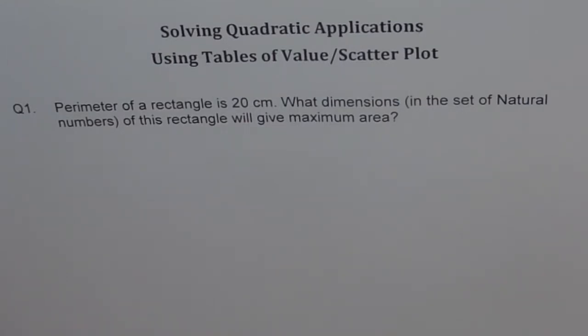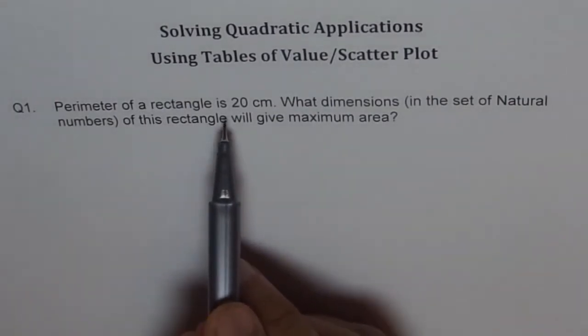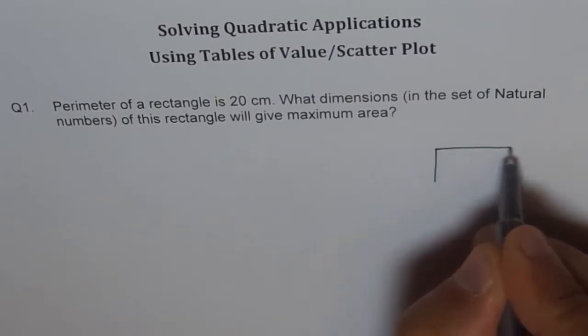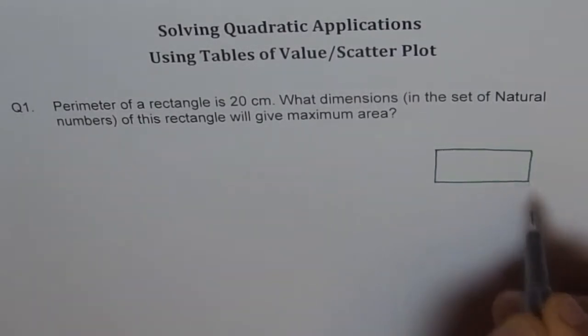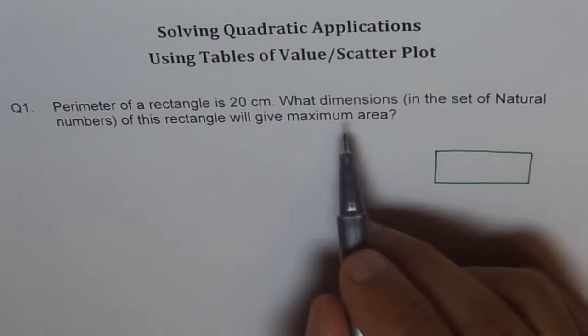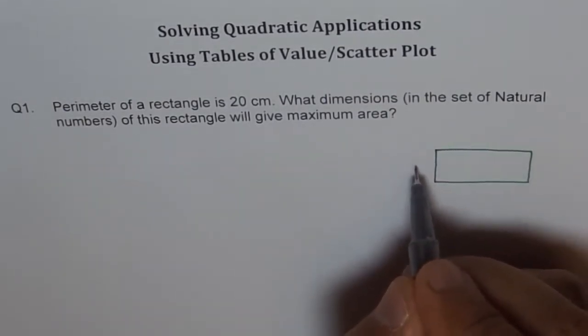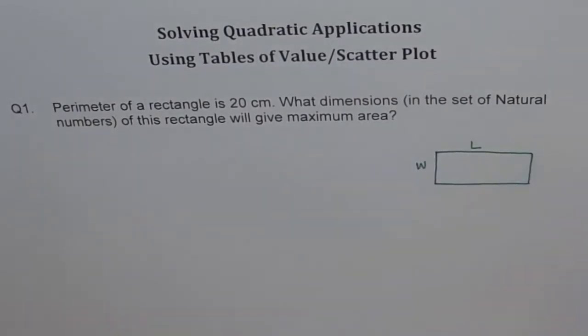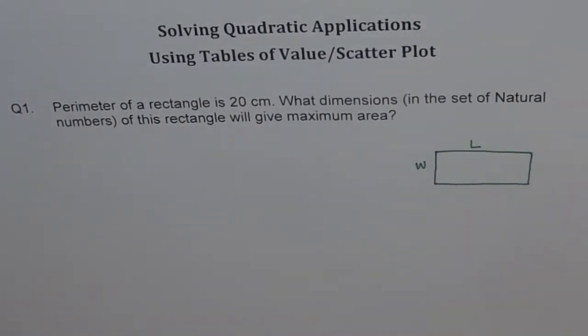So first thing here is we are given a problem. Let's try to make a diagram which represents the problem. Okay, so we say perimeter of a rectangle is 20 centimeters. So let's draw a rectangle. What dimensions? Let the dimensions be W and L. In the set of natural numbers, you know what natural numbers are? 1, 2, 3, 4. 0 not included. Of this rectangle will give maximum area.